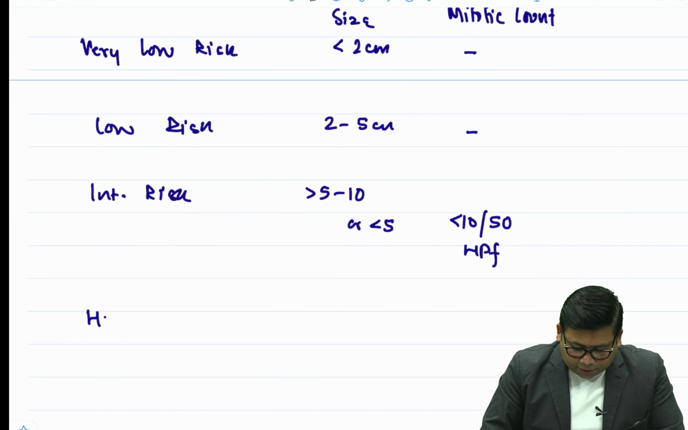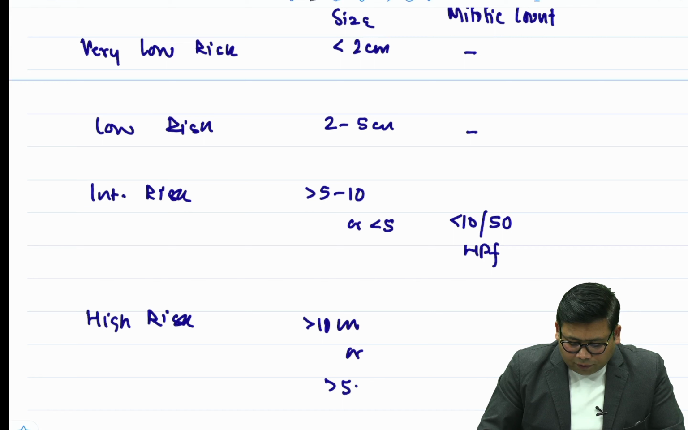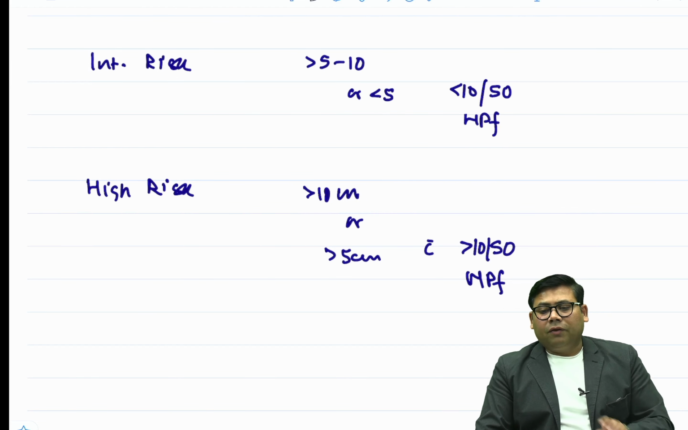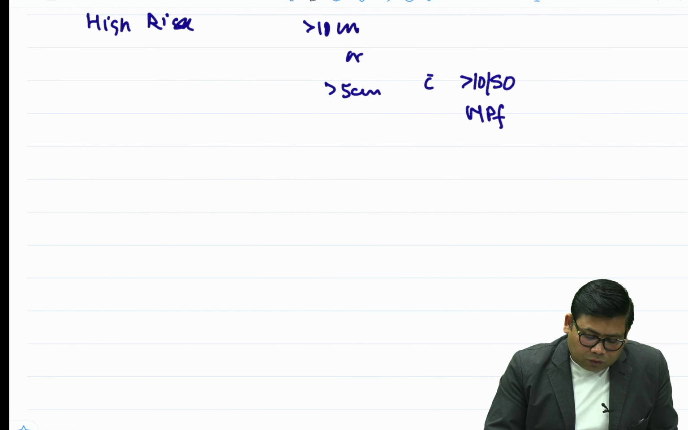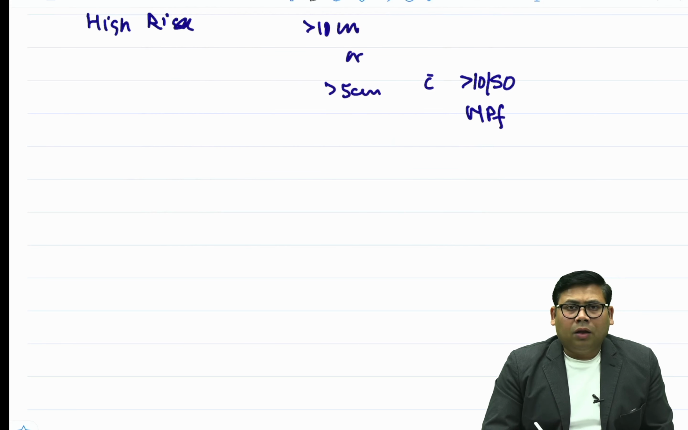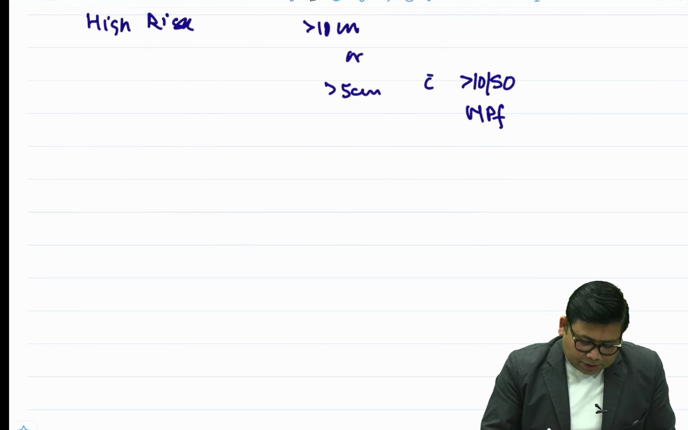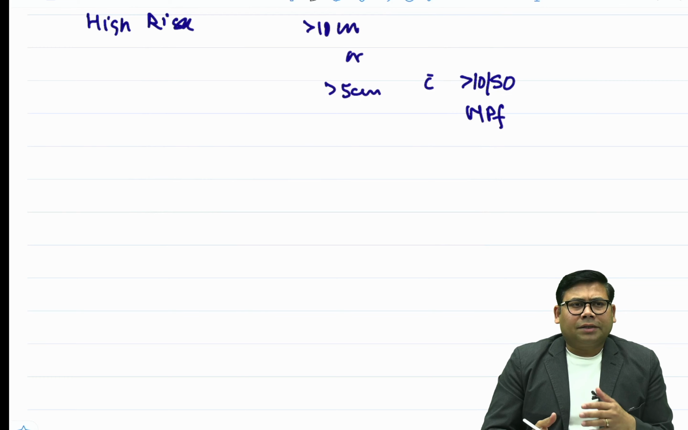Then we have high risk. What are high risk tumors? They are more than 10 centimeter, or more than 5 centimeter with more than 10 per 50 mitotic count on high power field. These are very important. So this is Fletcher's grading. Then when we go to the chapter of colon, we have certain more grading systems in the intestinal system.